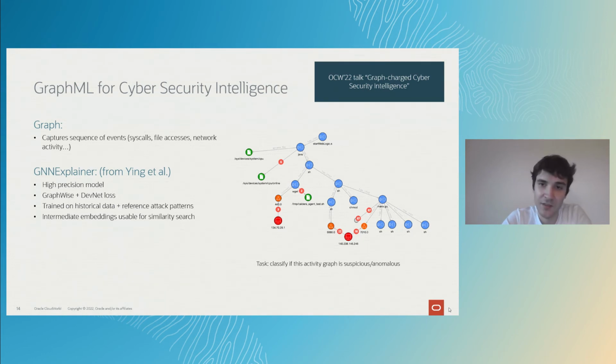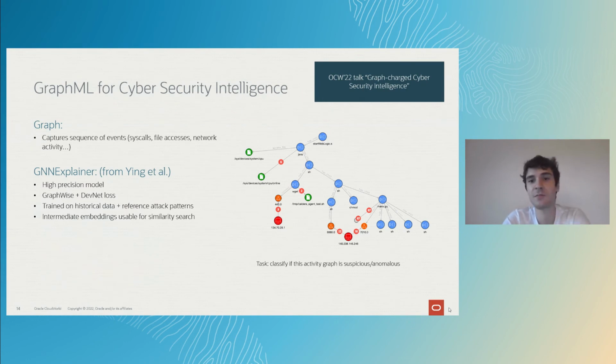We have a dedicated talk at CloudWorld 22, so you can check that out if you're interested in this specific use case. But basically, in the context of a cloud infrastructure such as OCI, we want to guarantee security of the machines, meaning we want to be able to detect if attacks are going on on specific machines, or if maybe there is anomalous behavior on some machines. To do so, we, behind the scenes, monitor everything happening on the machines. So we can capture information such as the different system calls, file accesses, and network activity that happen on that machine.